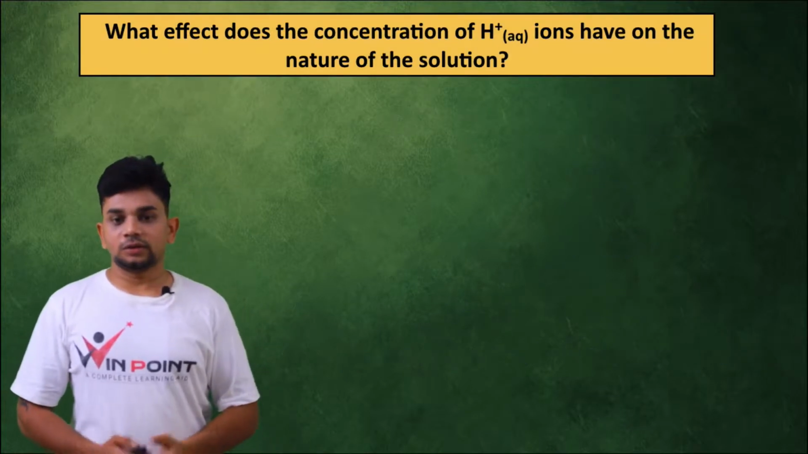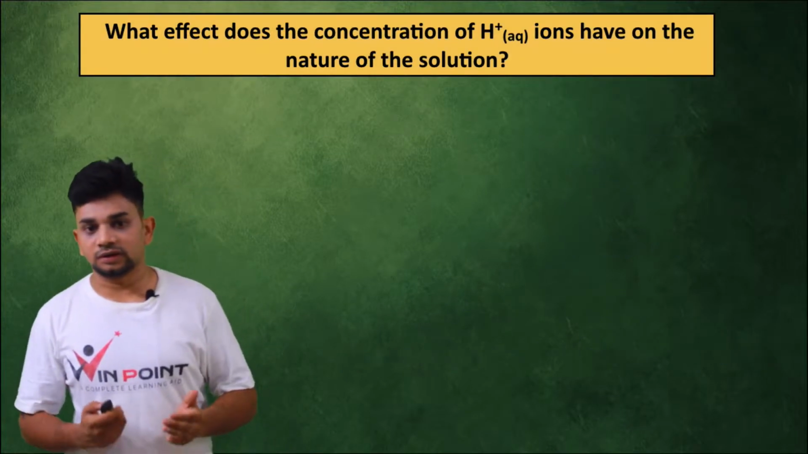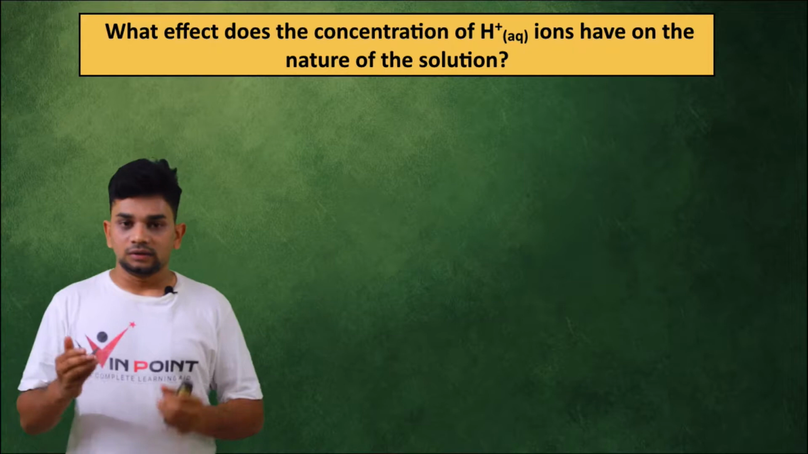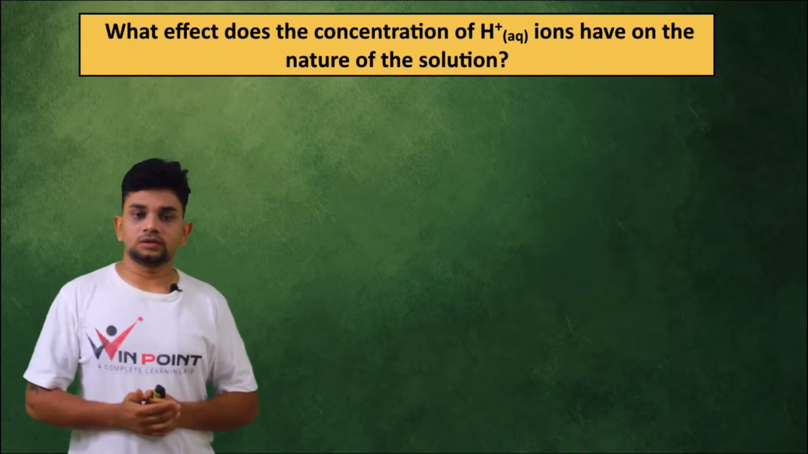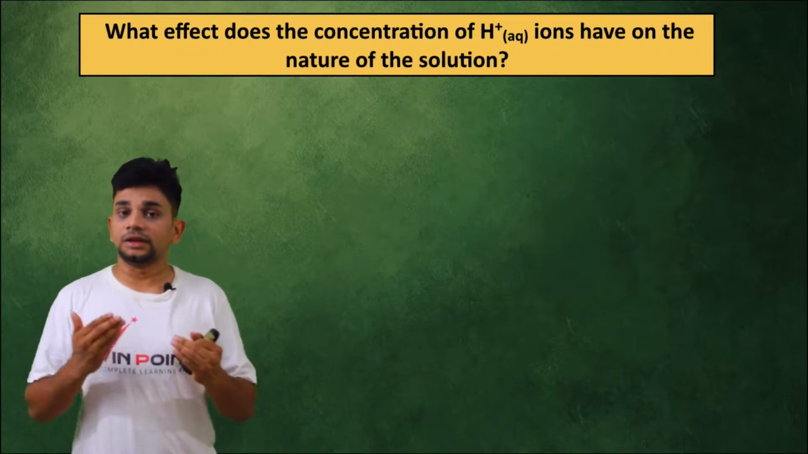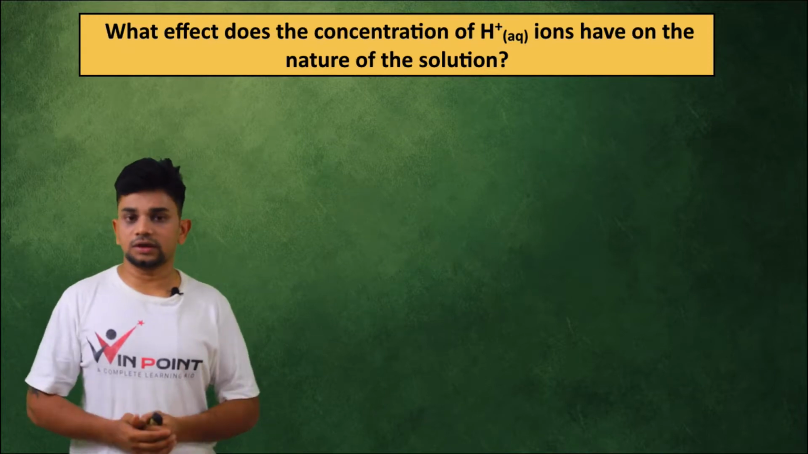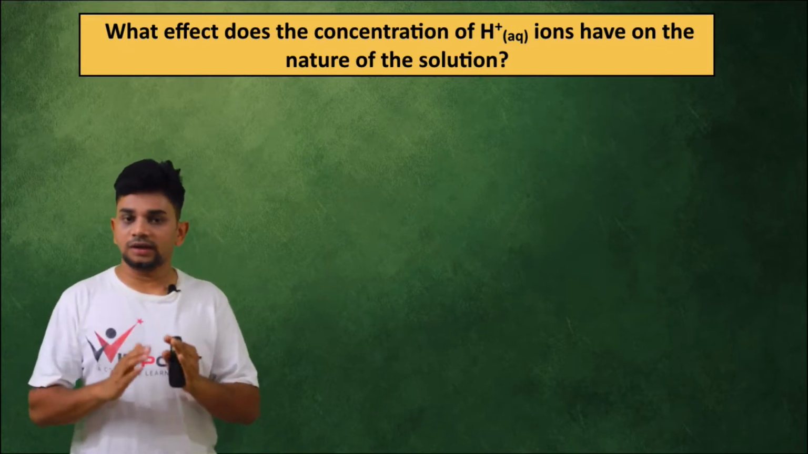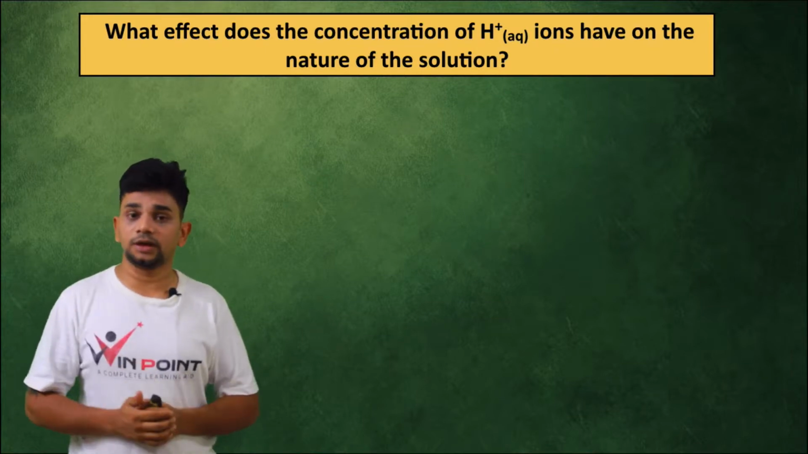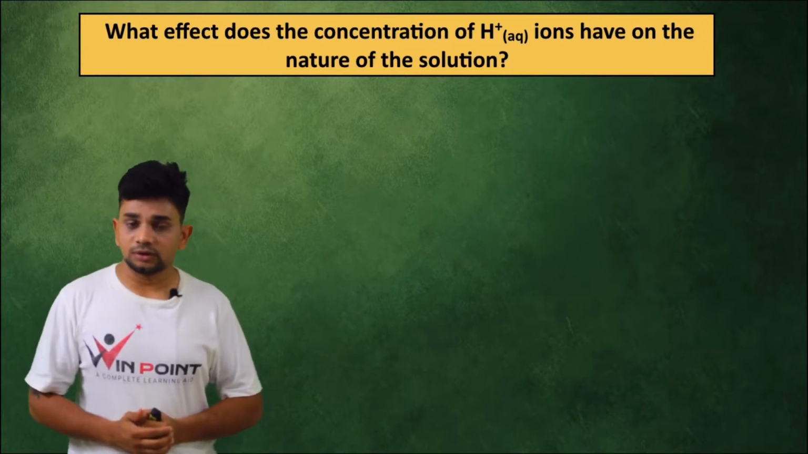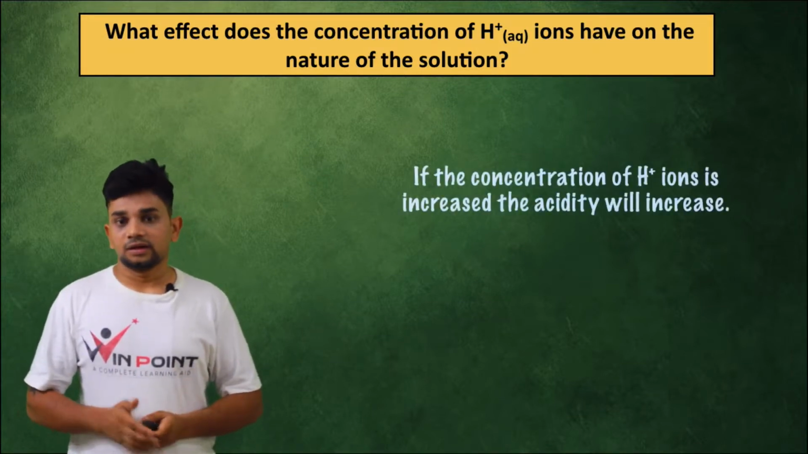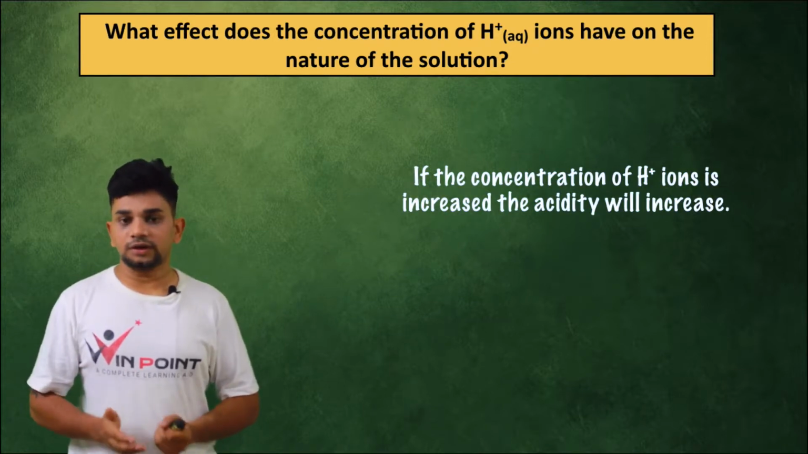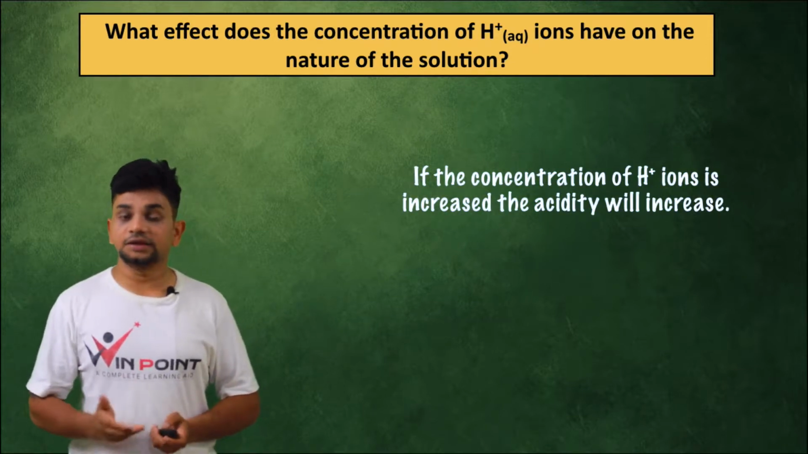What effect does the concentration of H plus ion have on the nature of the solution? When we increase the concentration of H plus ion, the acidity will increase. If we decrease the concentration of H plus ion, the acidity will decrease. The concentration of H plus ion is directly proportional to the acidity. If the concentration of H plus ion is increased, the acidity will increase.